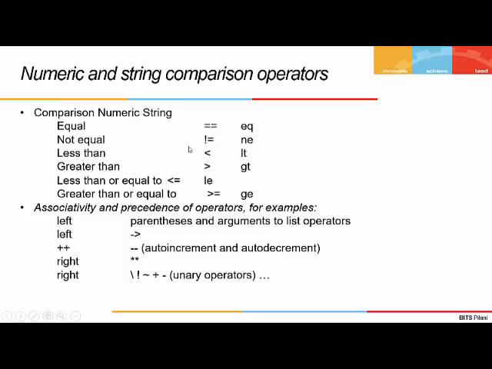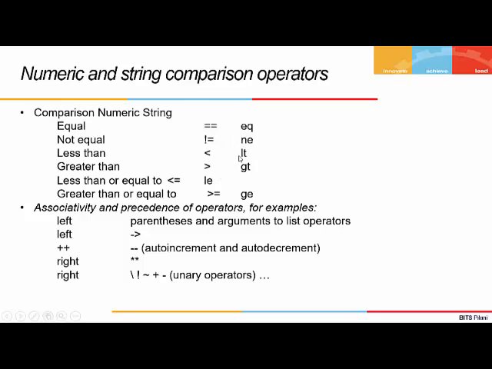The equal to sign is EQ. It's not the double equal to sign. You will give it in Perl as EQ, and not equal as NE, and less than as LT. Okay, and as I think most of you know about C programming, what we use in the C language, here it's a little bit different.